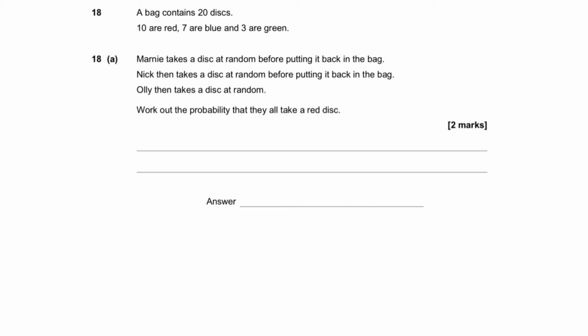So the key here in this question is that when they've taken a disc, they've put it back into the bag, so the probability isn't changing each time. So the probability that Marnie takes a red disc is 10 red discs out of the 20 in the bag. The probability that Nick takes a red disc is 10 red discs out of the 20 in the bag, and the probability that Ollie takes a red disc is 10 red discs out of 20 in the bag, and we want to work out the probability that all of these happen. So event A and event B and event C happens, so we need to times them all together.